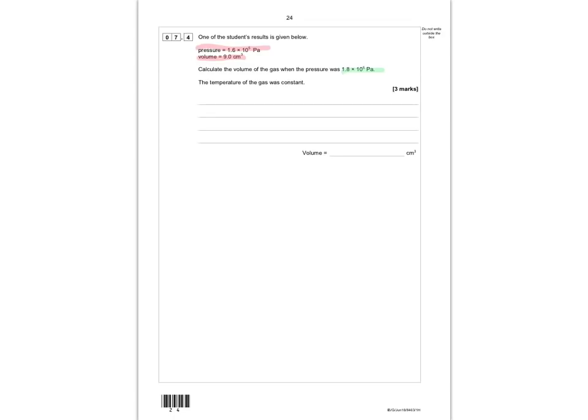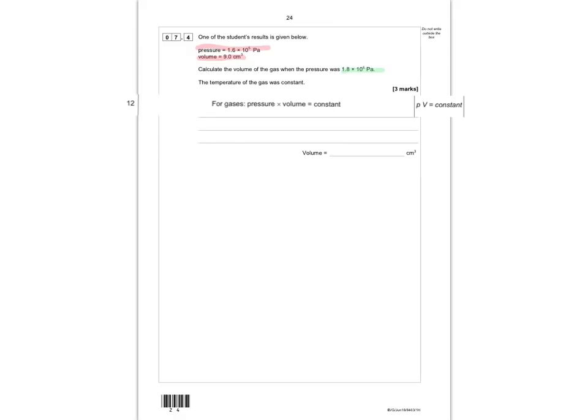So you want to work out the volume at 1.8 times 10 to the 5 pascals. For this question, you can use the equation from the equation sheet, which is that pressure times volume is equal to a constant, or PV equals constant. So what we need to do is use this pressure and this volume multiplied by each other to give us a constant.